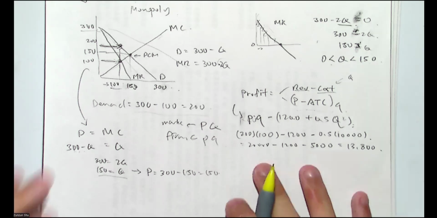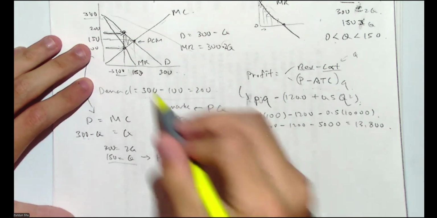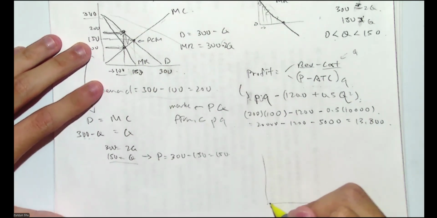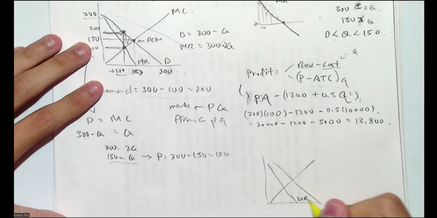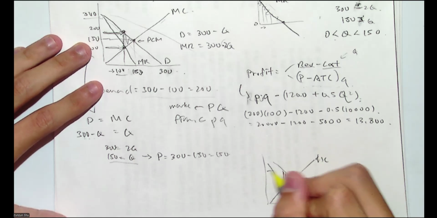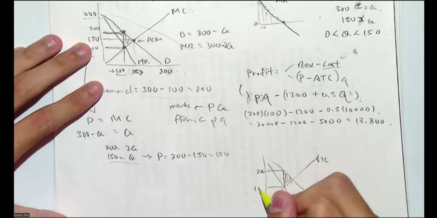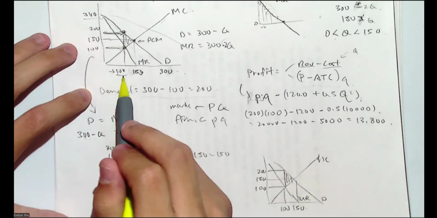So here, we just stick to the normal way of doing a deadweight loss. Deadweight loss, how do we do it? If we draw this thing again, MR, D, MC, the deadweight loss is going to be here. This point is 200. This point is 100. The midpoint is 150. This quantity is 100, and this quantity is 150. We all derived this here.